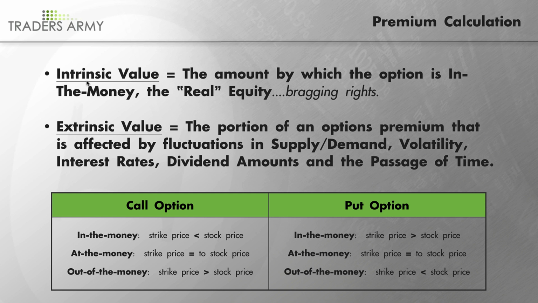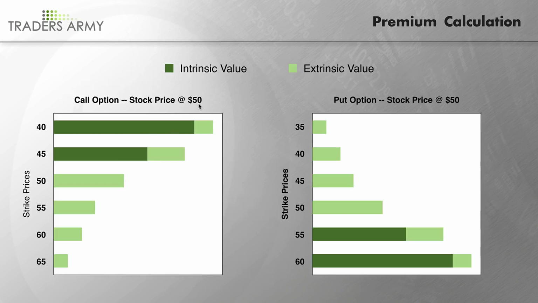So the intrinsic value, let's start there. Intrinsic value, if there is any, is the amount by which the option is in the money. If this option has real equity or bragging rights, then you have intrinsic value. Let me give you a for instance. A call option, if it's at the money, let's go with a stock price of 50. So the current stock price is 50.